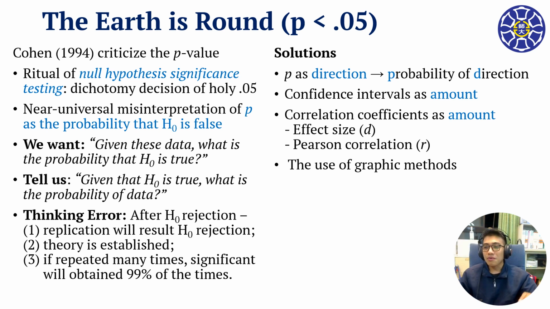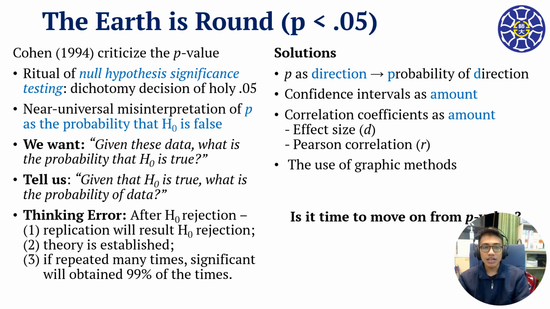It is also getting more interesting in our era, because before we didn't have any good computers, but now we have a lot of good computers, and many scientists are trying to use graphic methods, getting more advanced. So that is my question: is it time to move on from the p-value? I think yes, it is time. I believe Bayesian will be the future of our statistical research.